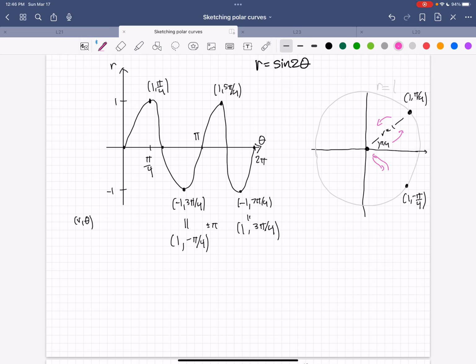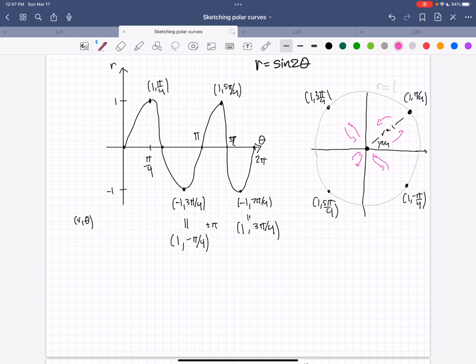Then our graph is going to go to 1, 5 pi over 4. So that's this one here. And again, here I'm using this radius 1 circle as reference to place these points. So we're going to go out here, then back again at that 3 pi over 2. And then at 3 pi over 4, we've got another one with radius 1. And then it's going to go back out and all that.